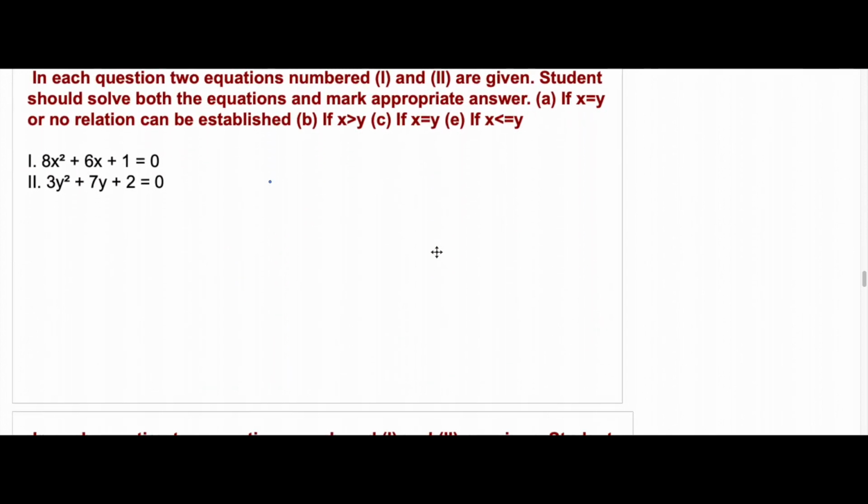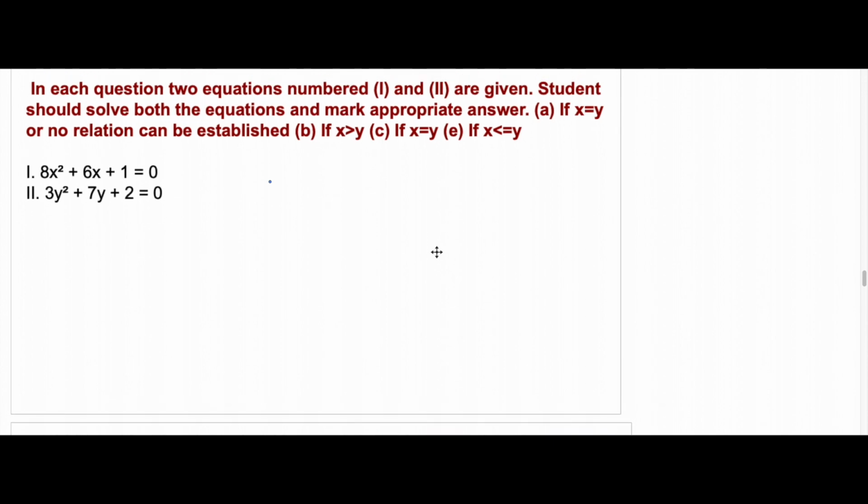Next question. Okay, now we have questions on quadratic equation. Okay, so please ignore the options. There is a problem in the options. Okay, ignore the options and just solve the questions.